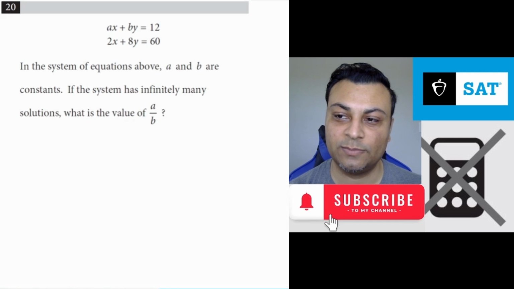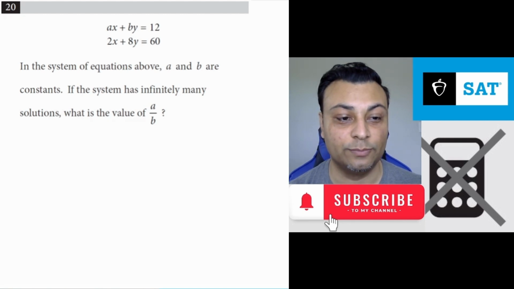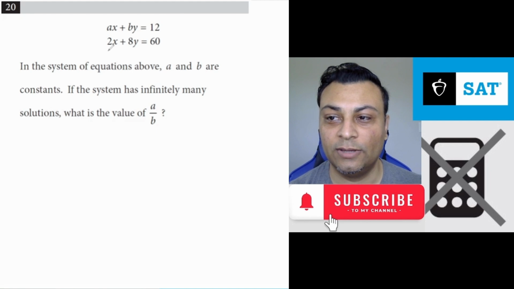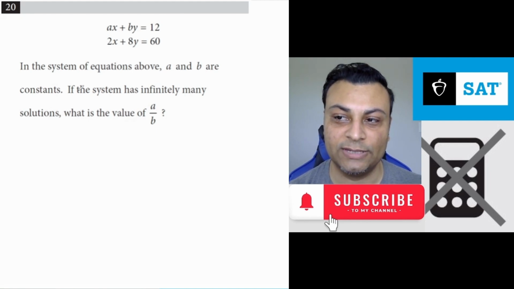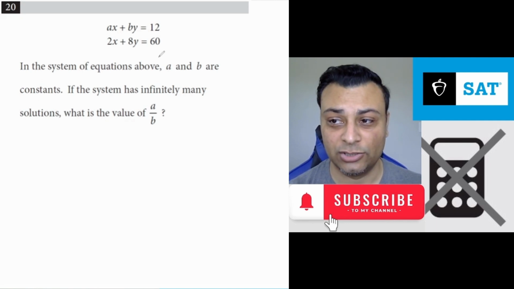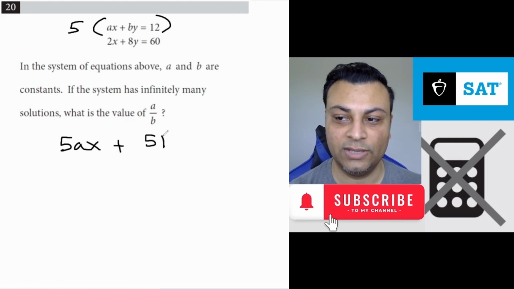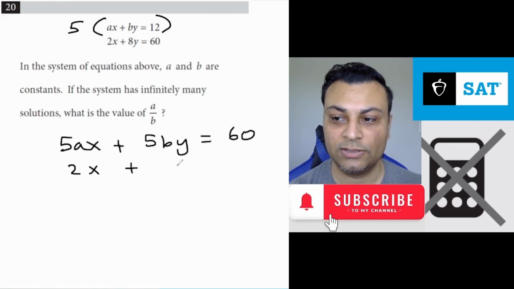Question 20 says, in the system of equations above, A and B are constants. If the system has infinitely many solutions, what's the value of A over B? Now, if they have infinitely many solutions, that means that one of them is a multiple of the other. They are equivalent equations. And so 12 and 60, you can see that if you multiply this by 5, you would get 5ax plus 5by equals 60. And here you would get 2x plus 8y equals 60. Okay.